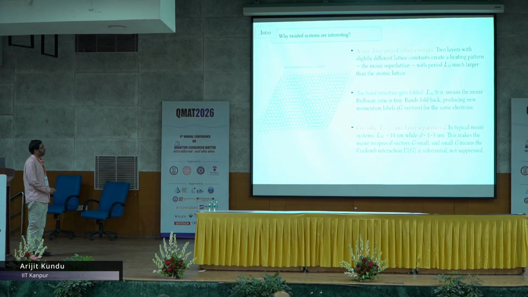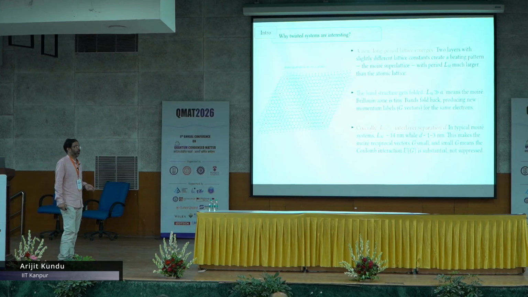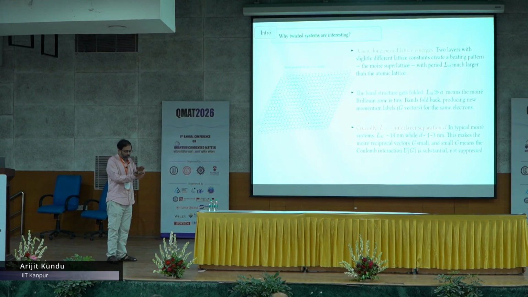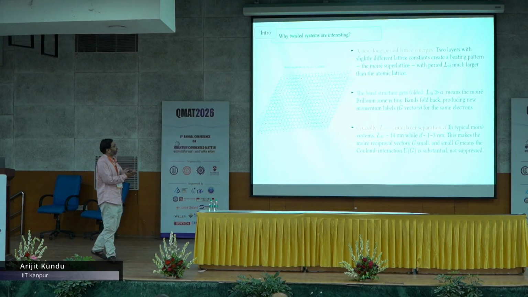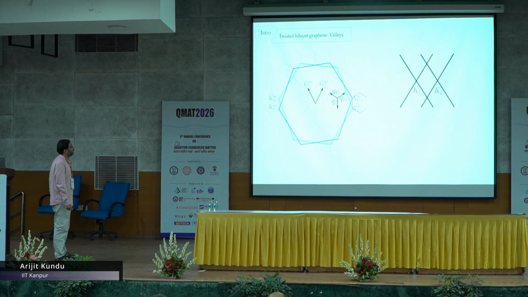Crucially, the Moire length is often much larger than the interlayer spacing, and that is important for the physics we will be talking about. In typical cases, if you have atomic systems, then you have two layers close by, and the separation between the two layers would be larger than the atomic separations. But for Moire systems, the separation between the layers can be smaller than the Moire length scale, and this is important for the physics we will be talking about.